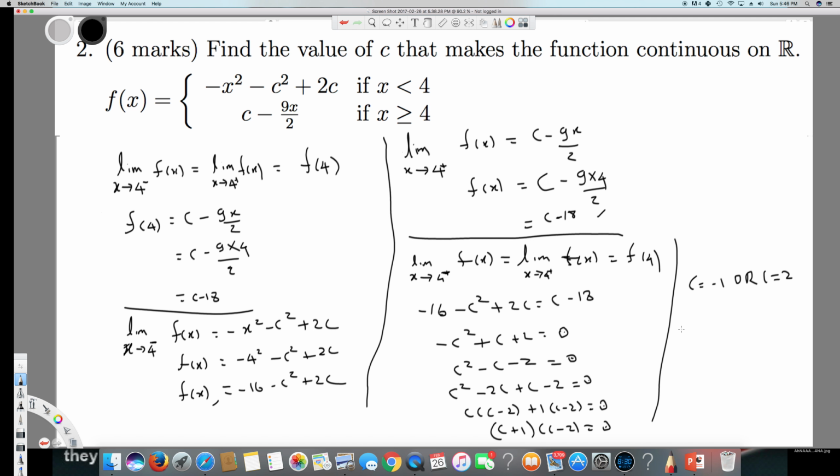So from this we know that the function f of x is continuous when c is equal to negative 1 or c is equal to 2. So this is my final answer.